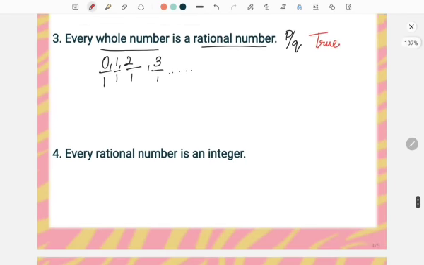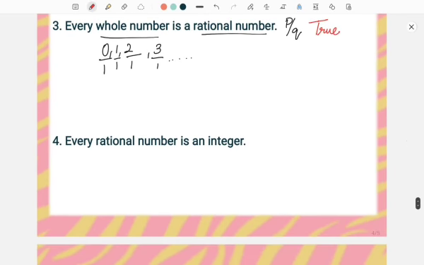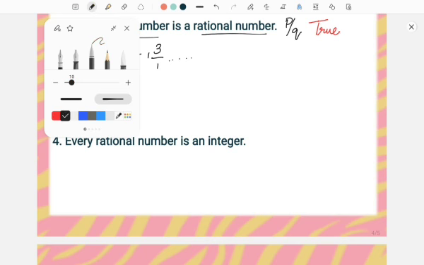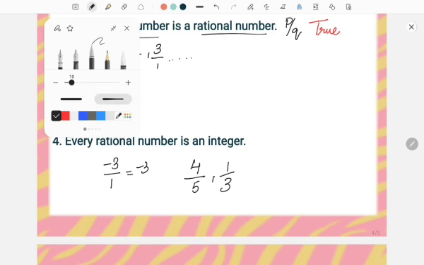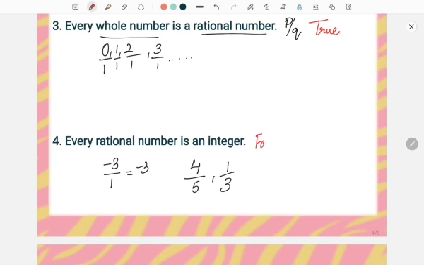Okay, coming to the last one. Every rational number is an integer. क्या सब rational numbers integers होते हैं? Rational numbers like -3 by 1. क्या ये integer है? इसका क्या मतलब है? -3. Okay, so ये integer है. Coming to the next one. 4 by 5 is a rational number. क्या ये integer है? No. Right? It is not an integer. Then 1 by 3. Is this an integer? No. So every rational number is not an integer. So the given statement that we have here is false.